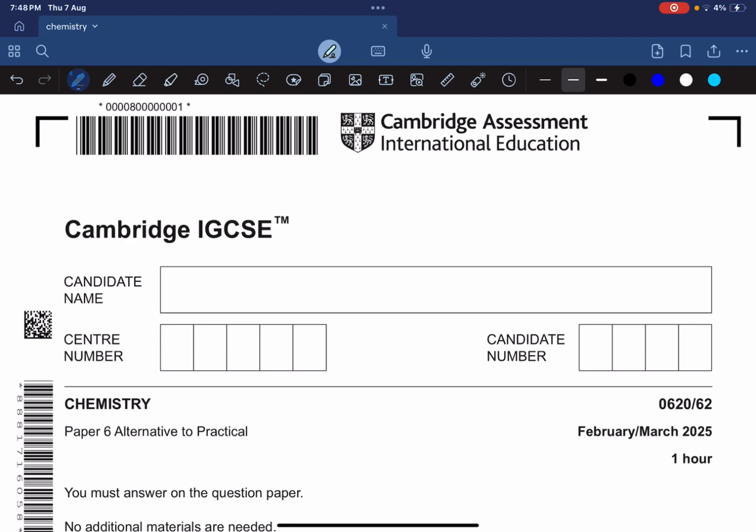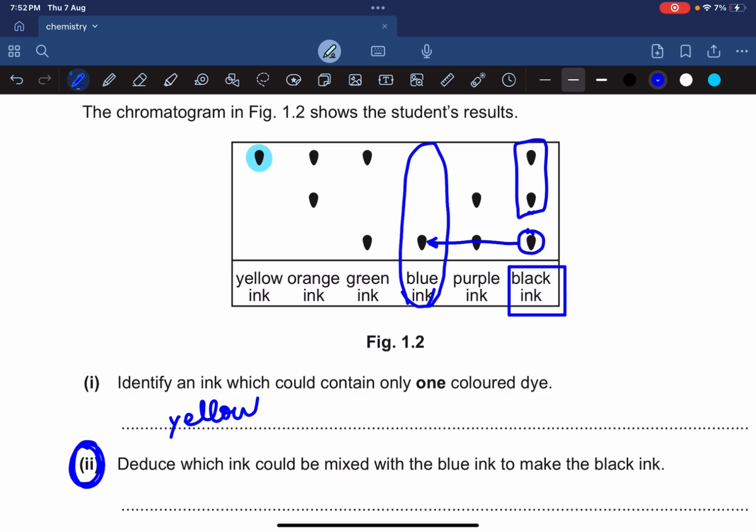This one and this one, these two are some other dyes. But try to understand this: if we mix these two colors with the blue color, we can get black color. Okay, I hope this makes sense, because black color only contains three types of dyes.